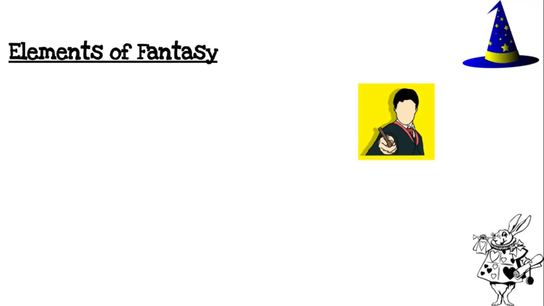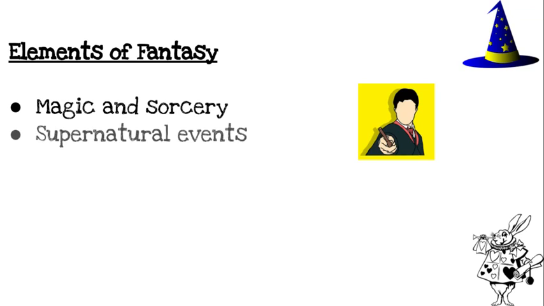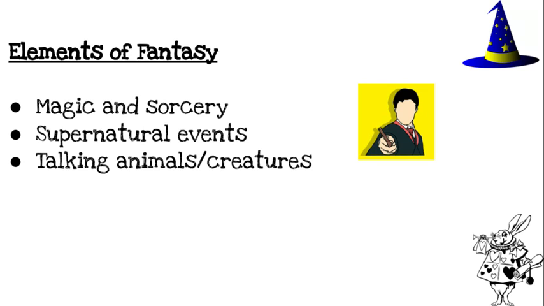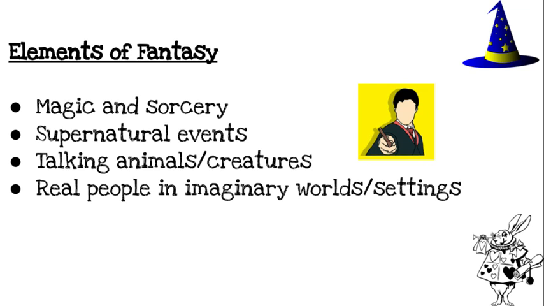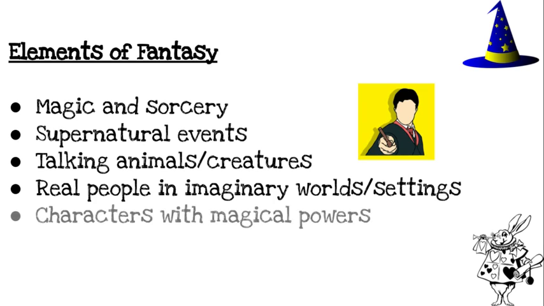Now, what are the elements of fantasy, or the things to look for when we read a fantasy book? A lot of fantasy books contain magic and sorcery, supernatural events, meaning events that could not happen in real life. There may be talking animals or creatures. They might have real people, like, for example, Harry Potter, in imaginary worlds and settings. Harry Potter is a normal kid in middle school, but he's in an imaginary world or a setting in which things are happening that are supernatural. There might be characters with magical powers.